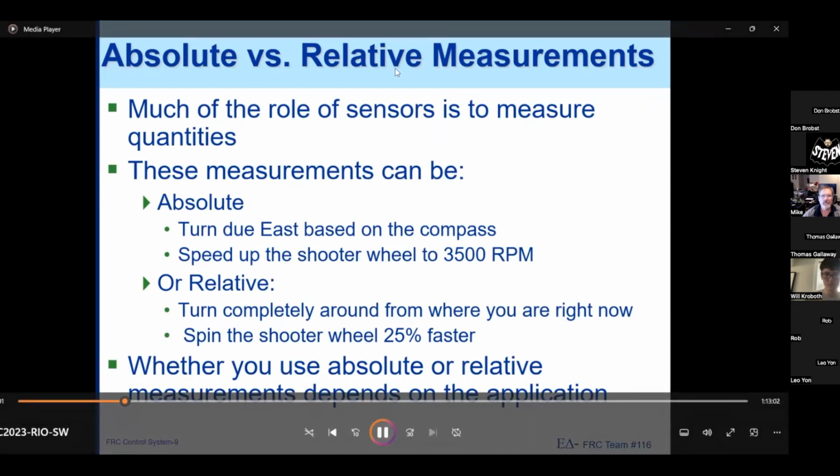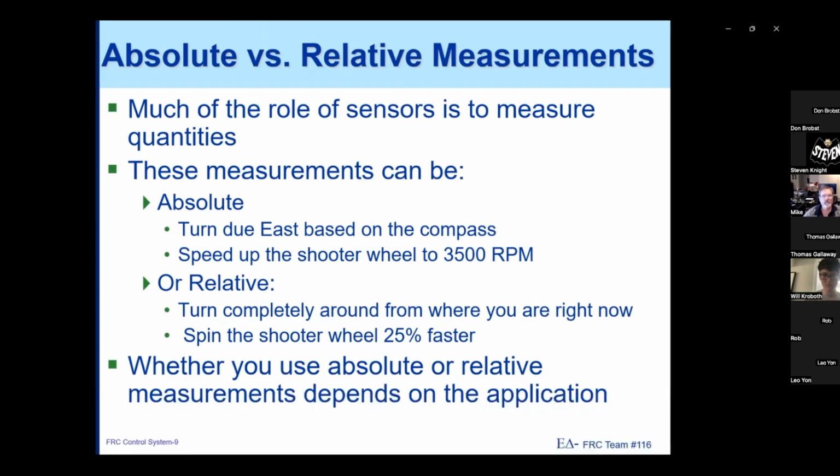Sensors are made to make measurements. Now, these measurements can be either absolute or relative measurements. An absolute measurement would be something like speed the shooter wheel up to 3,500 RPM. Whereas a relative measure would be spin the shooter wheel faster, 25% faster than it was before.